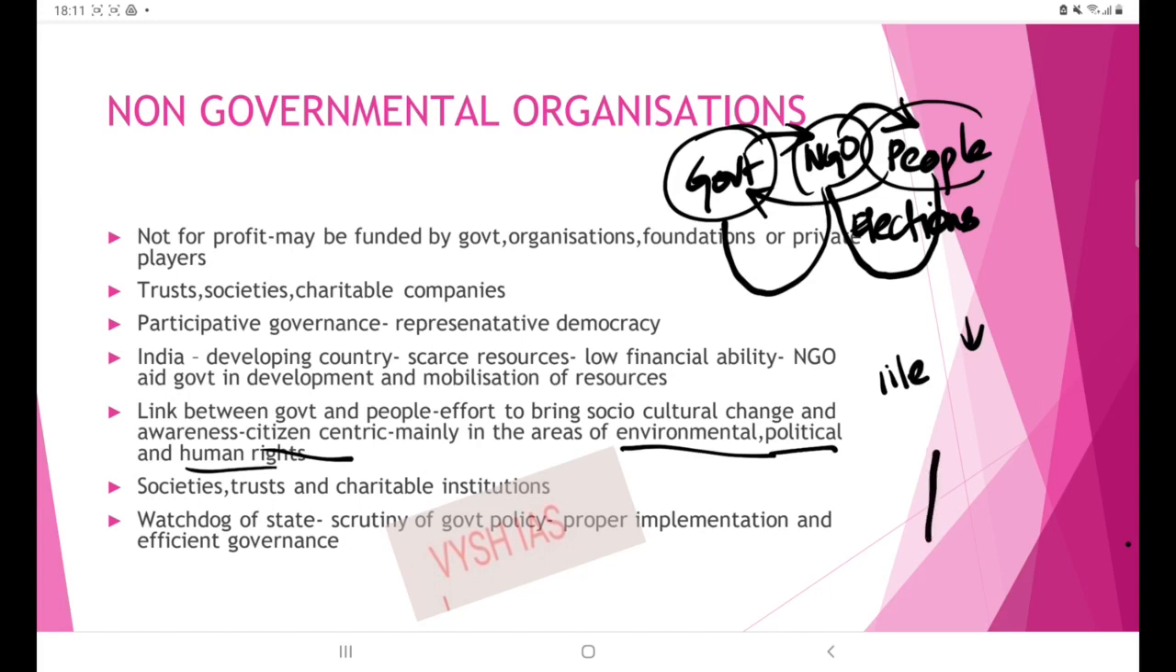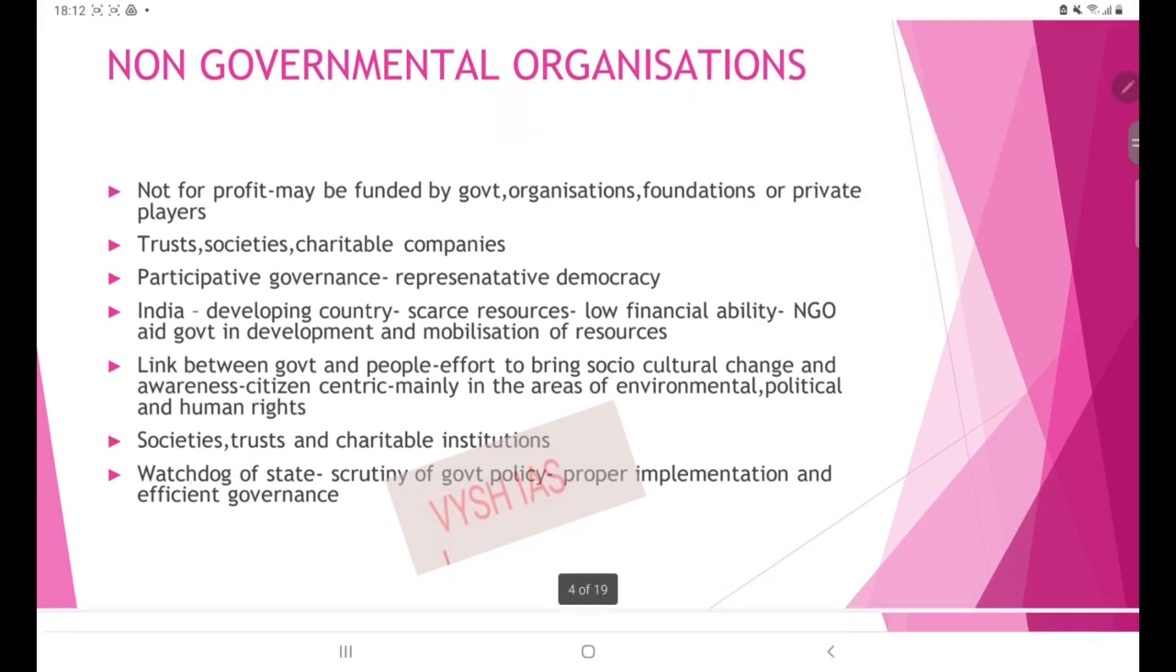Okay, next is an important point: it is the watchdog of the state. When there is a set of functional NGOs and other civil societies, the government can't resort to any sort of bad governance, because it is under constant scrutiny by these organizations. So it is the watchdog of the state, and the government will try to bring in proper implementation and efficient governance. So that is about NGOs.